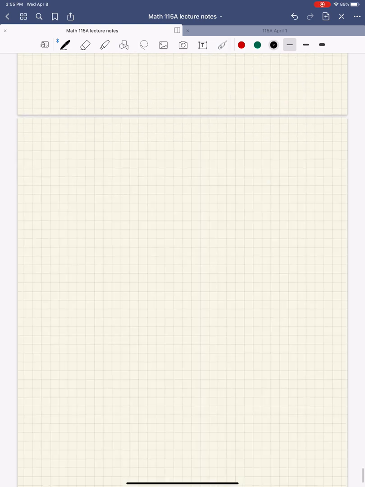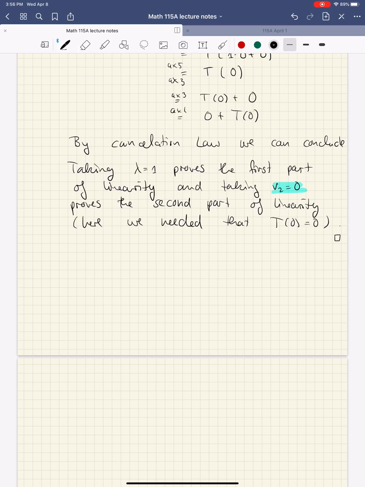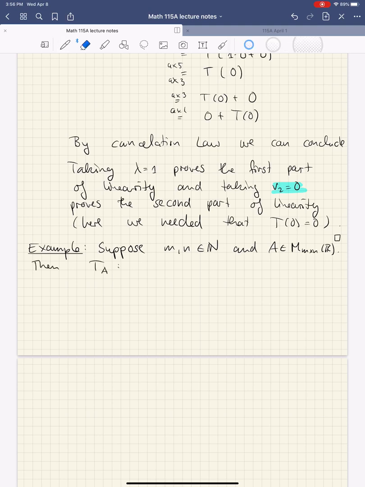And now we're going to finish the class with some examples. Suppose we have some m and n in the natural numbers, and we take a matrix that is an m times n matrix. Then the following map is a linear map, and we denote this map by T of A. And note, we're going to do this throughout the entire class. So this is an important example of a linear transformation.